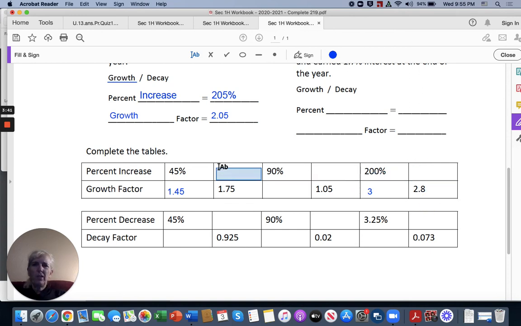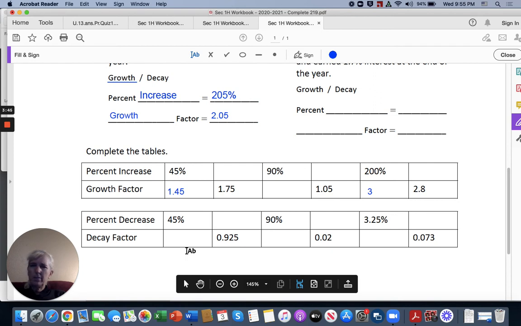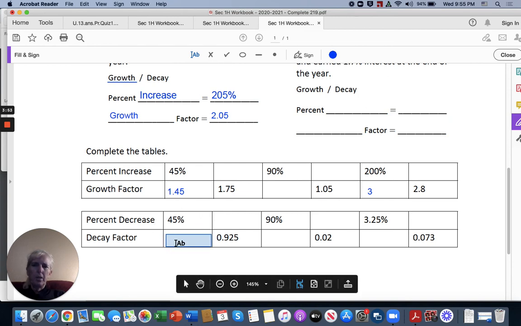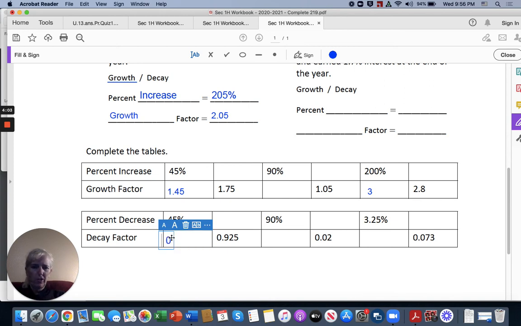So I'm going to let you fill in the rest of these parts. Let's look at a percent decrease. The first one is a 45% decrease. Remember down here, the two need to equal 100% for decreasing or decay. So if it's 45%, for the decay factor you would have to have 55% to get to 100%. So we convert that to decimal and it's 0.55.